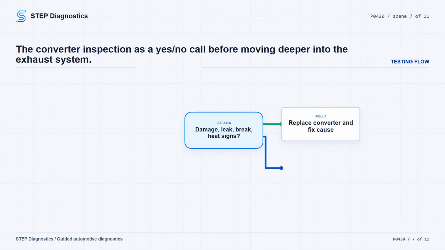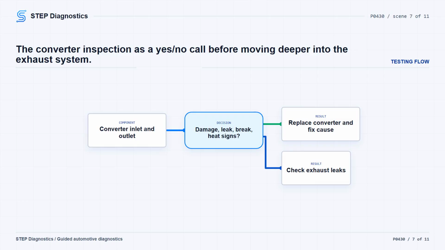Now visually inspect the catalytic converter inlet and outlet. Look for physical damage like dents or holes, leakage at the converter, signs that it is internally broken, or severe discoloration from overheating. If any of those problems are found, replace the catalytic converter, correct whatever condition may have caused the failure, and then verify the repair.